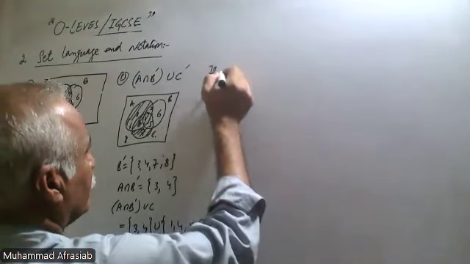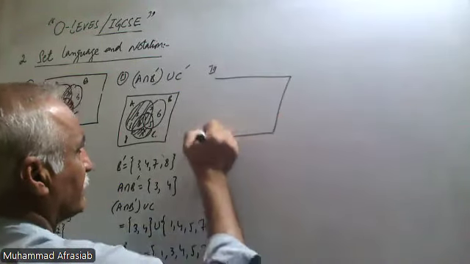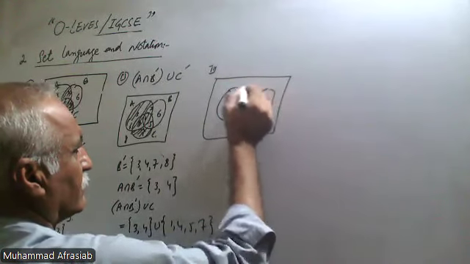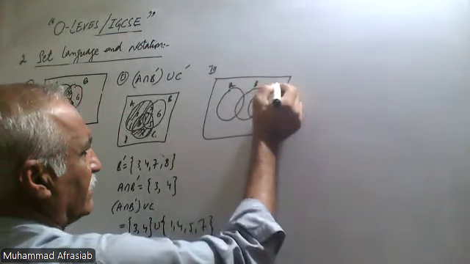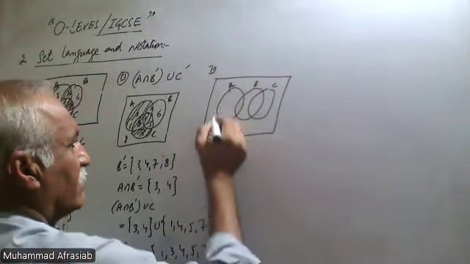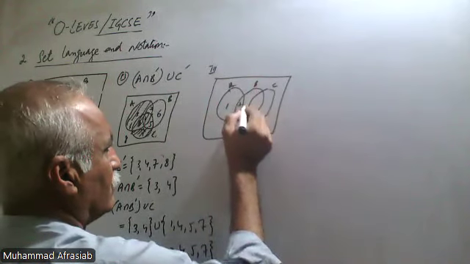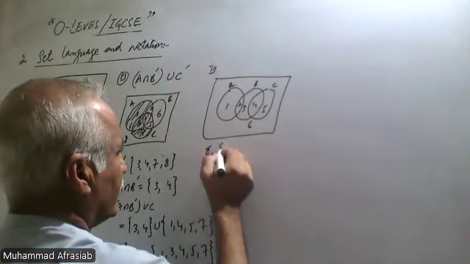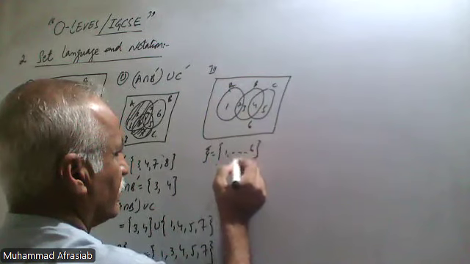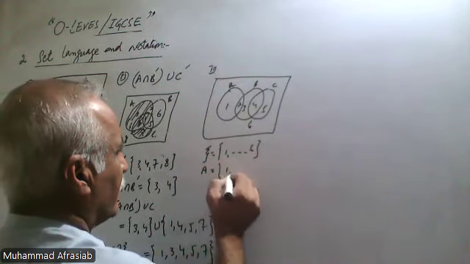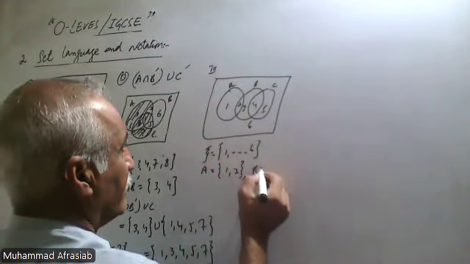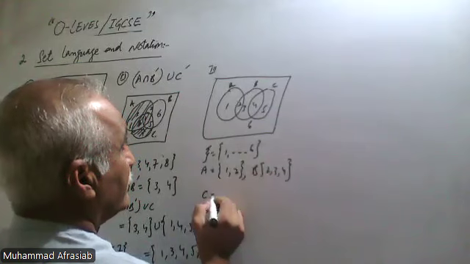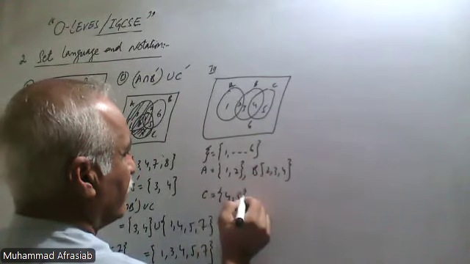Suppose you have been given this shape, with A, B, and C. We write it as 1, 2, 3, 4, 5, and 6. So the universal set is 1 till 6. Set A is 1, 2. Set B is 2, 3, 4. And set C is 4 and 5.